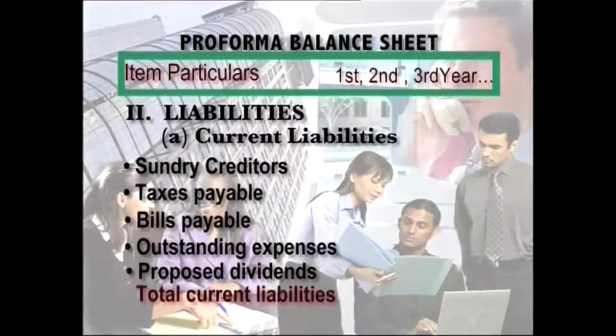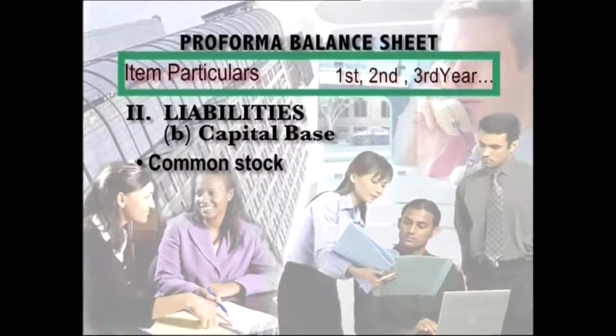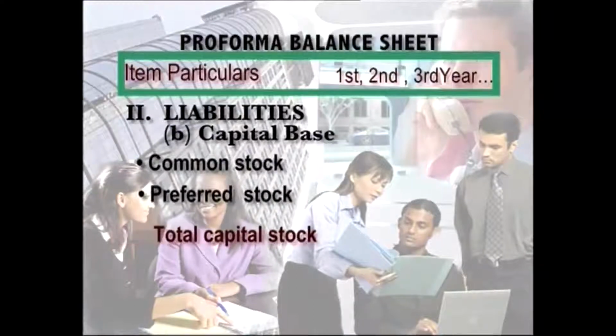Okay. Then we come to the capital structure, the capital base of the enterprise. So we have got the common stock, and we have got the preferred stock, different kinds of stock, equity that's held by the company. So we add up the common stock and the preferred stock, and we get the total capital stock, which is the capital structure of the organization.